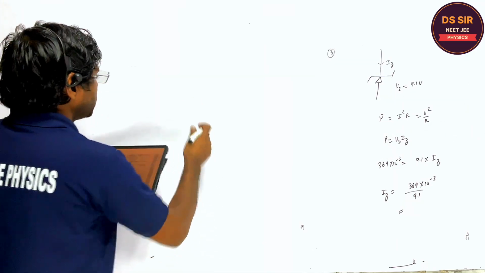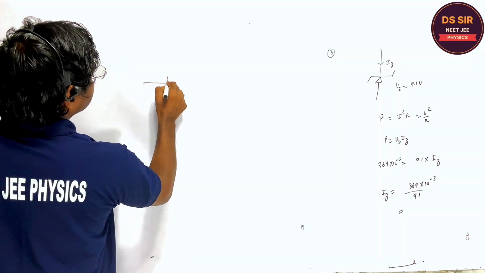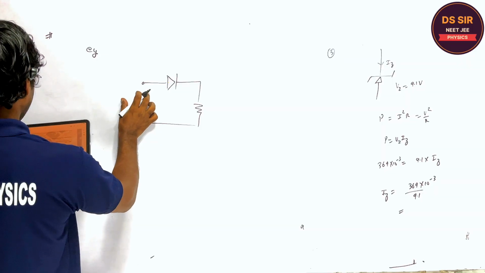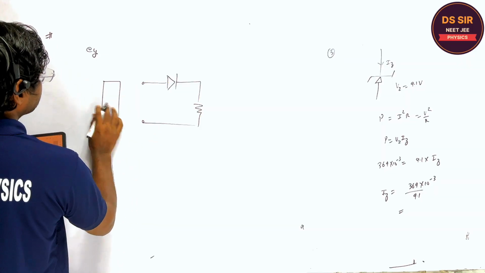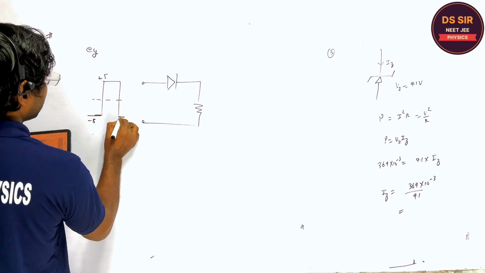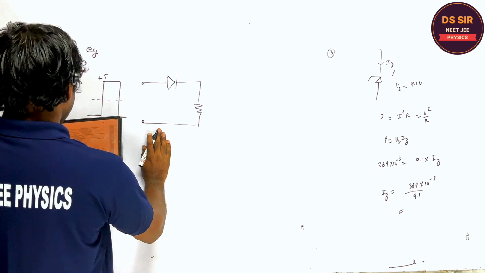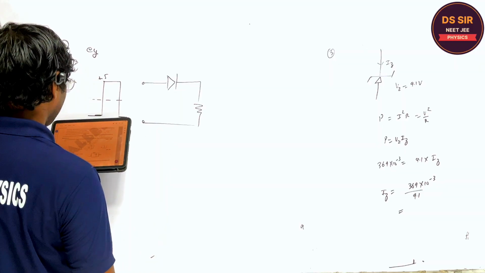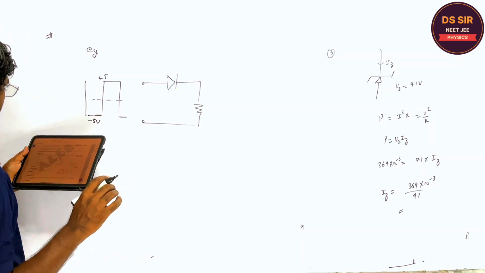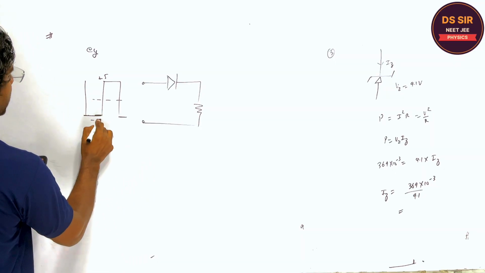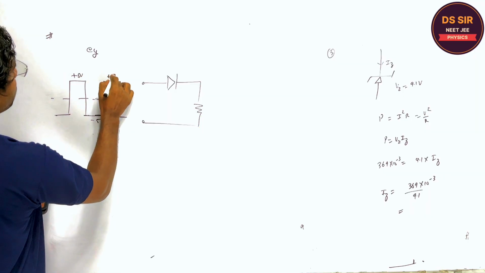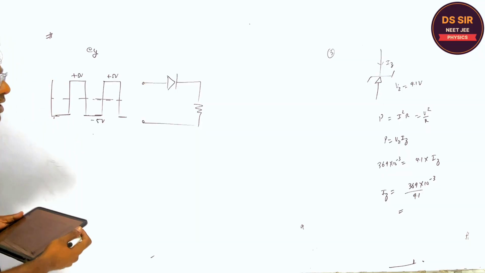So this is a very good question for the half wave rectifier. Here this is the diode and this is the resistance. Now the input signal over here is shown in the figure. This is the 0 volt, this is the plus 5 volt, and this is the minus 5 volt. Listen to one thing, the square input signal is like this. This is the minus 5 volt, this is the plus 5 volt, this is the minus 5. Are you getting or not?